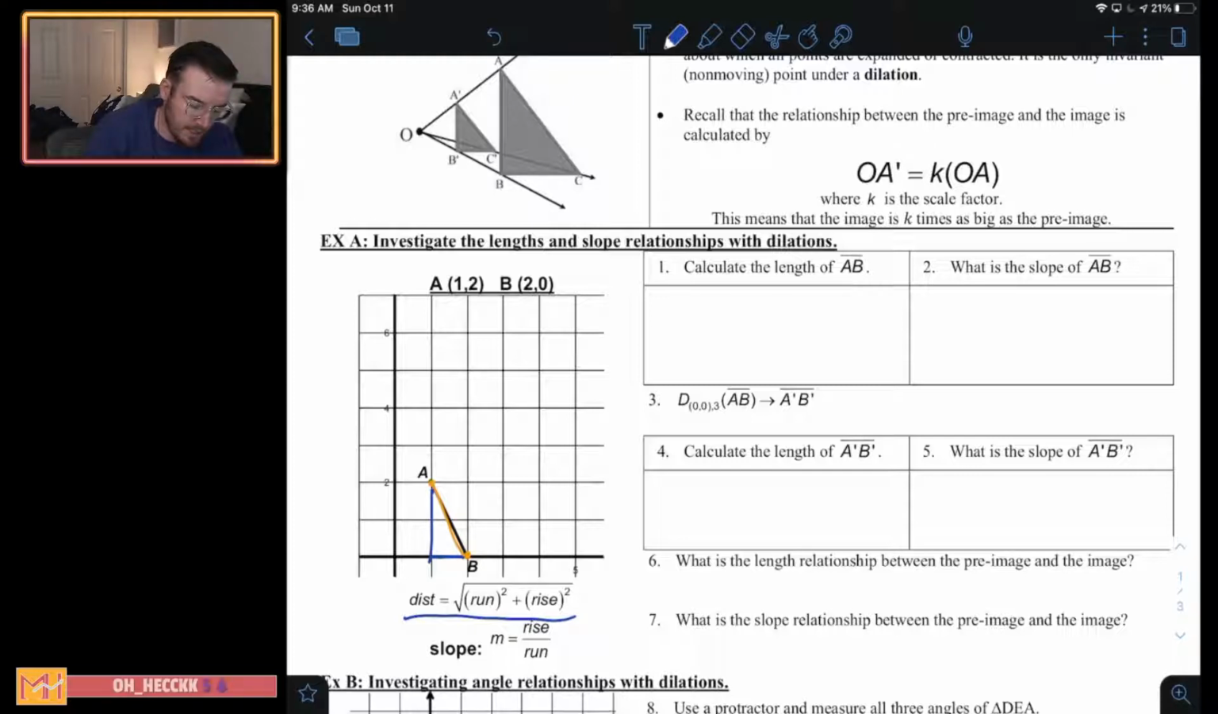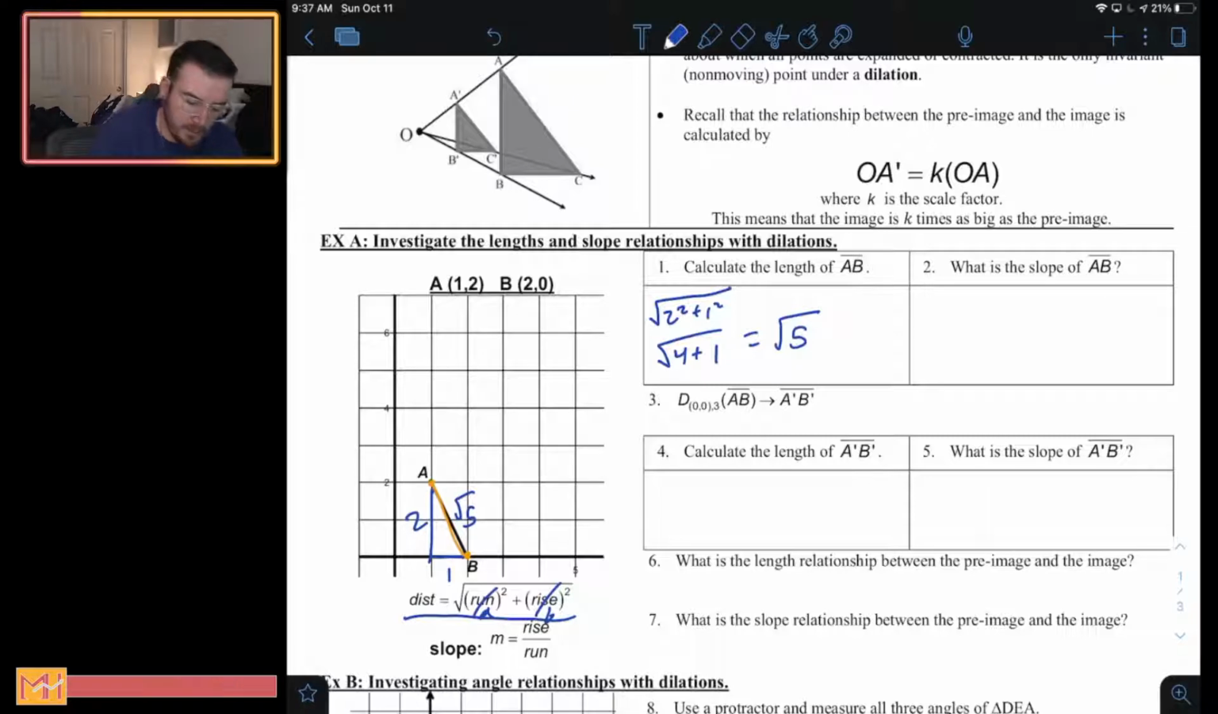Okay? This side is length 1. This side is length 2. So some people think of it as run and rise. I've been saying a squared plus b squared. It's all the same, right? It's the sides of a triangle. So let's do that math super quick. The square root of 2 squared plus 1 squared, that's the square root of 4 plus 1, which equals the square root of 5. So the length of AB is root 5.